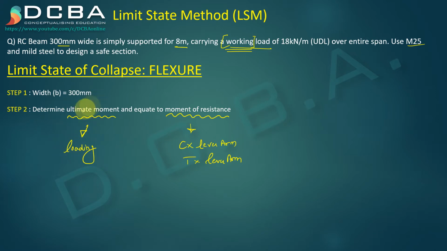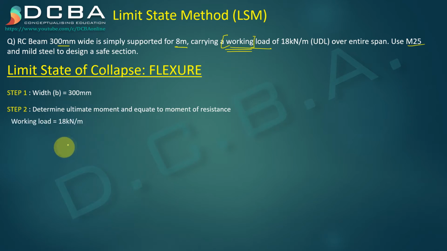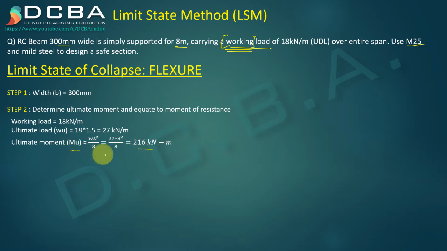This is the resistive moment which is generated, and the ultimate moment is the moment coming due to loading. Ultimate moment will be given by ultimate load. Ultimate load means we have to multiply our working load by some factor. So working load is given as 18 kilonewton per meter. Ultimate load will be this into 1.5, which is 27 kilonewton per meter. Since it's a UDL over the entire span, you know that the maximum moment for UDL is WL square by 8. So ultimate moment will be 27 into 8 square by 8, which is 216 kilonewton meter. So this is the ultimate moment.